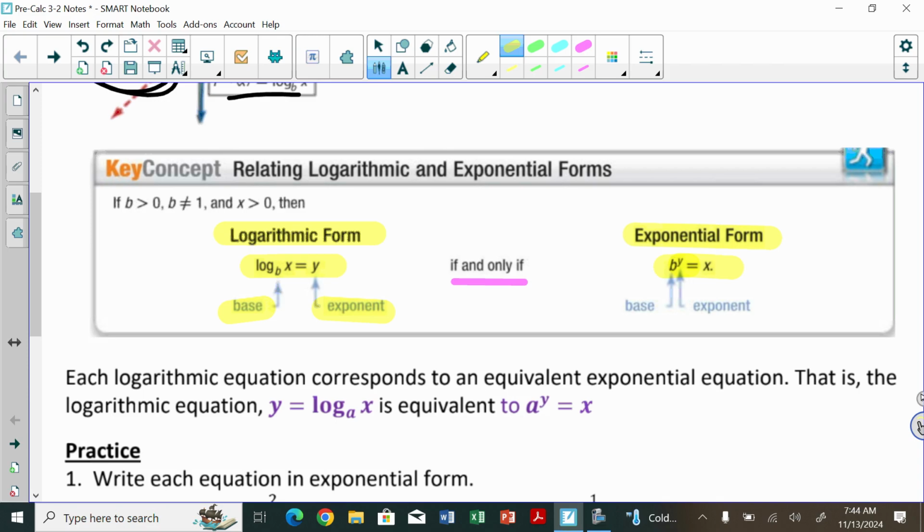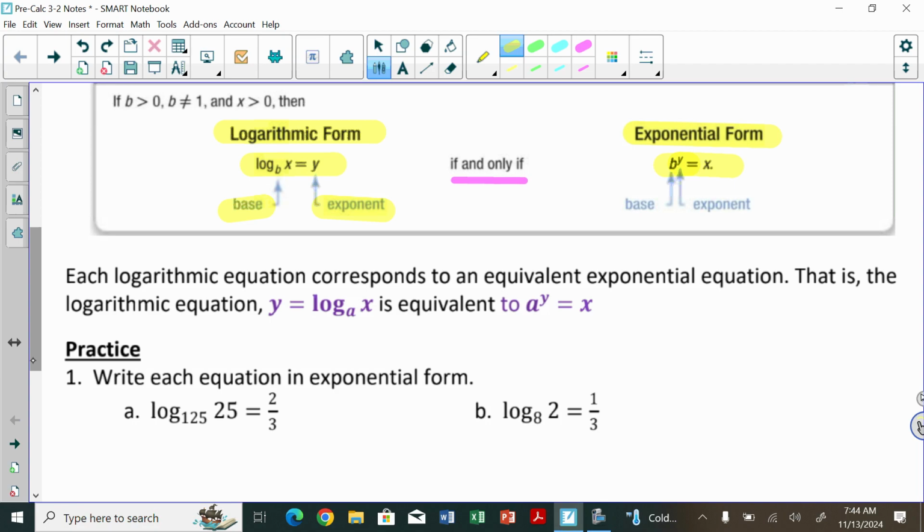Each logarithmic equation corresponds to an equivalent exponential equation. That's what we're seeing above, as we can look at right here. If we have something written as y equals log base a of x, it's equivalent to a to the y power equals x. They all have that similarity from that box.